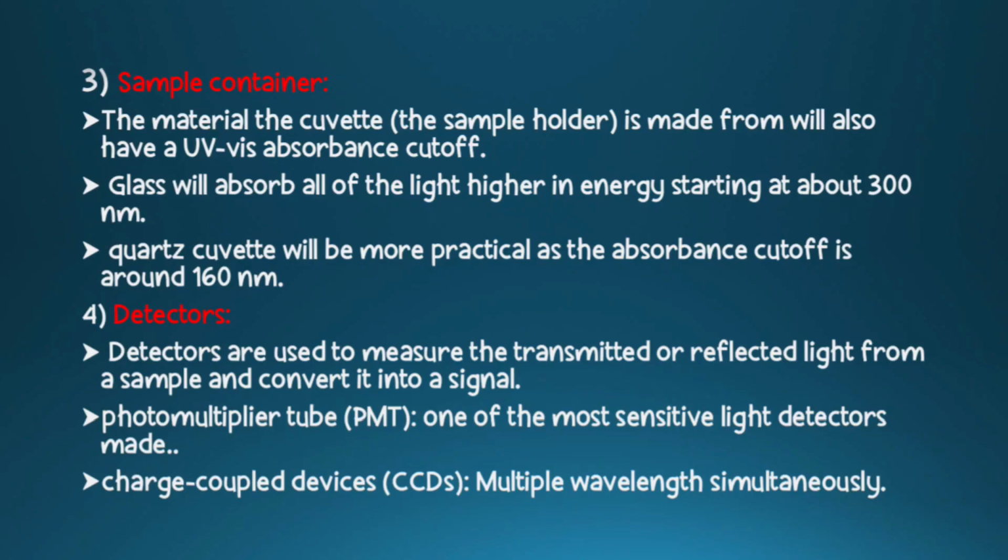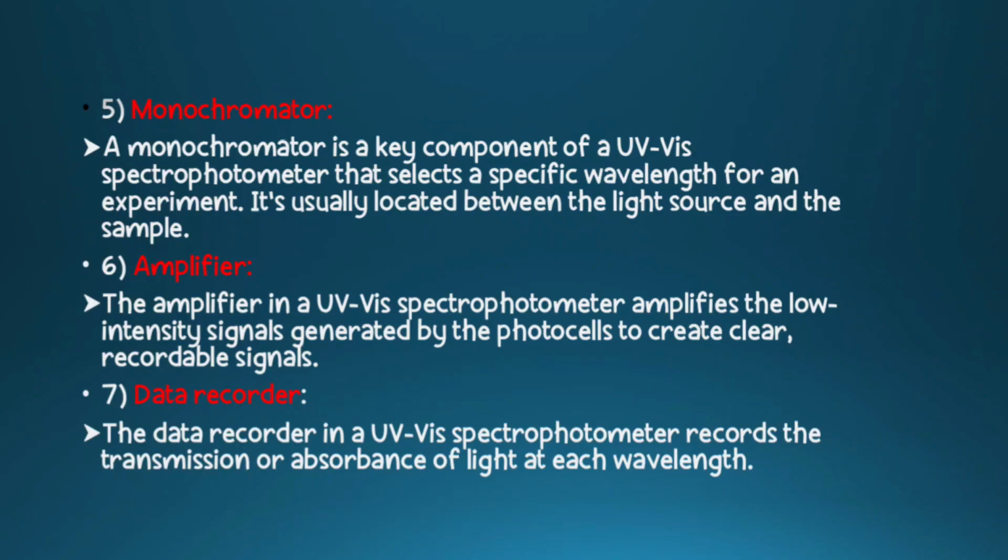And fourth one, detectors. The detectors are used to measure the transmitted or reflected light from a sample and convert it into a signal. Photomultiplier tube is one of the most sensitive light detectors made. Charge coupled device is used for multiple wavelengths simultaneously. And fifth one, the monochromator is a key component of ultraviolet visible spectrophotometer that selects a specific wavelength for an experiment. The monochromator is usually located between the light source and the sample.